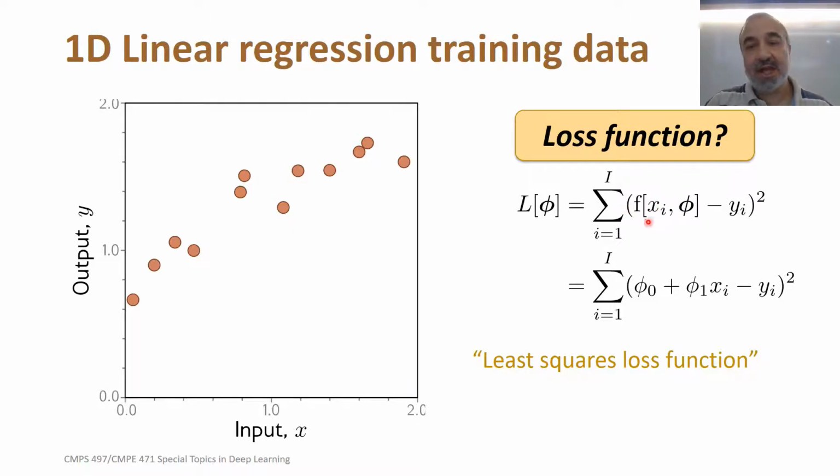So f of x_i and phi, what is phi? The parameters, the vector of the parameters. It's not just one, by the way. This is bold, it's a vector. So f of x_i and phi is the predicted value given x_i, the predicted value for x_i. Where is the actual value of x_i?